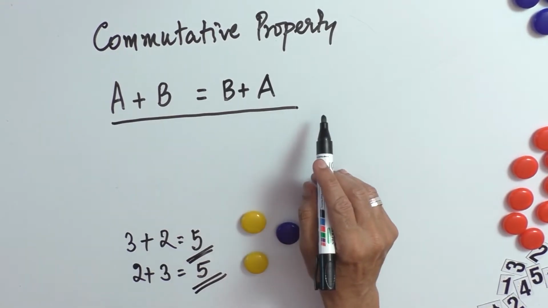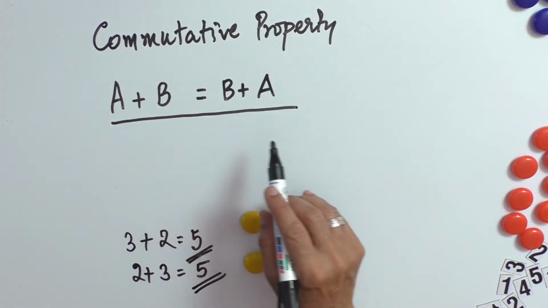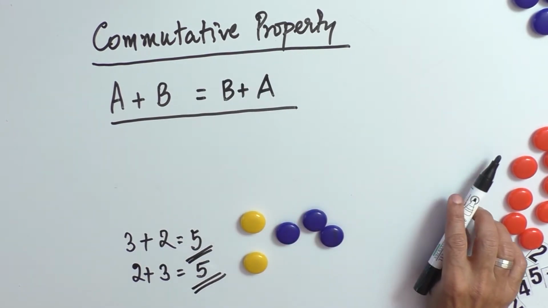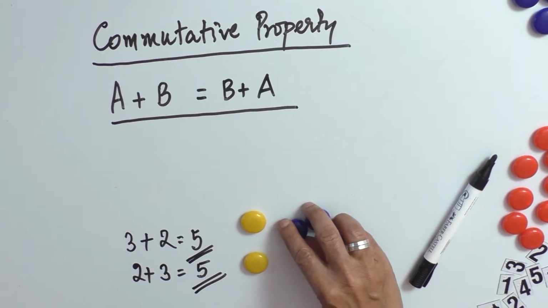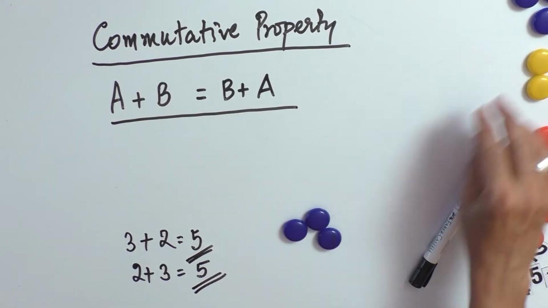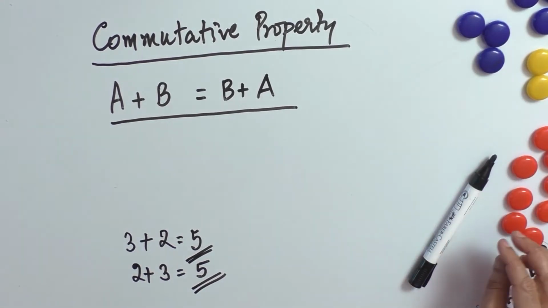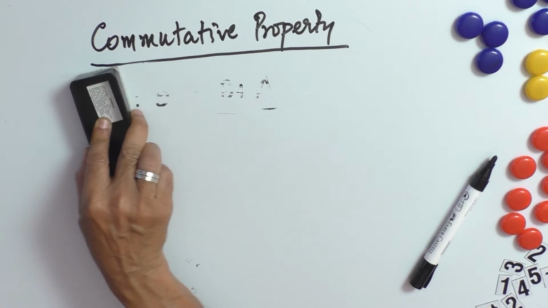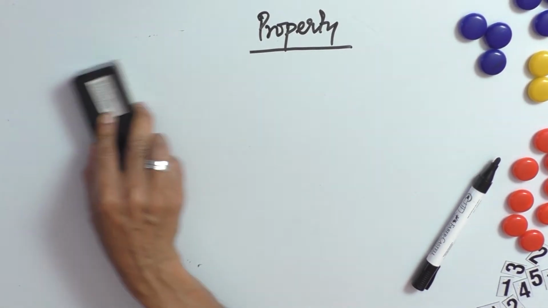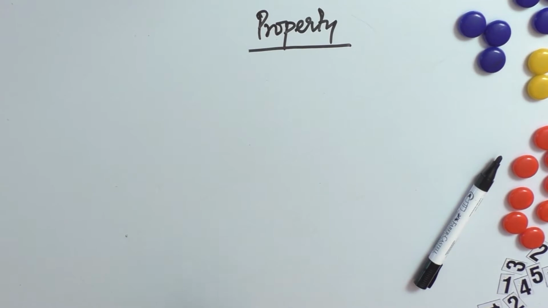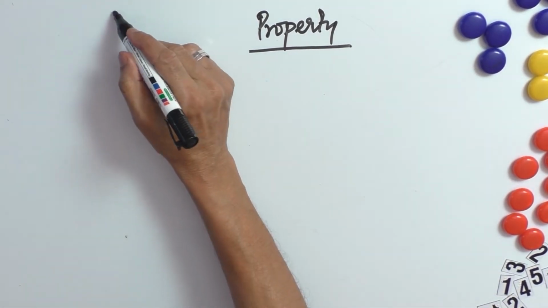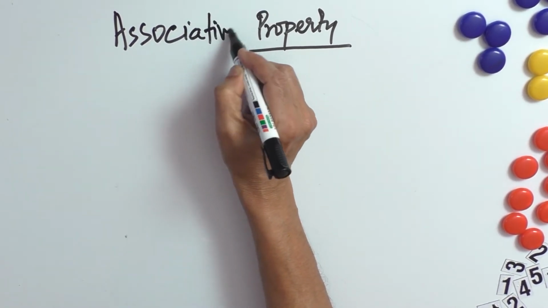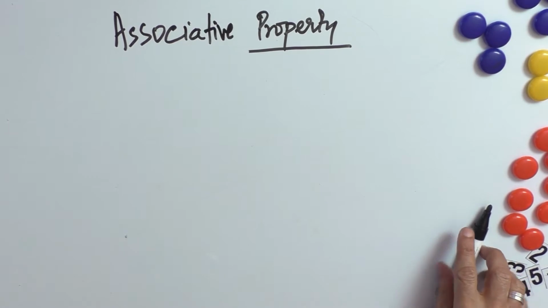So, whenever you have a property satisfied like this, we call that commutative property. Then let us take another property which is called associative property. Right? So, we have proved now commutative property. Then we have to prove associative property. What is associative property?